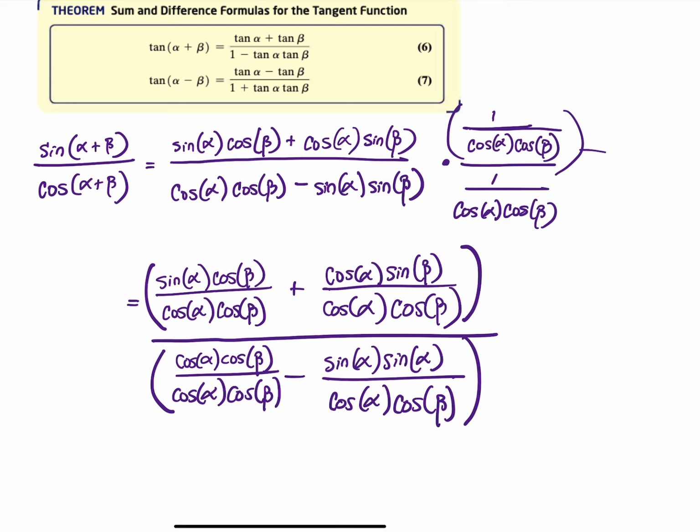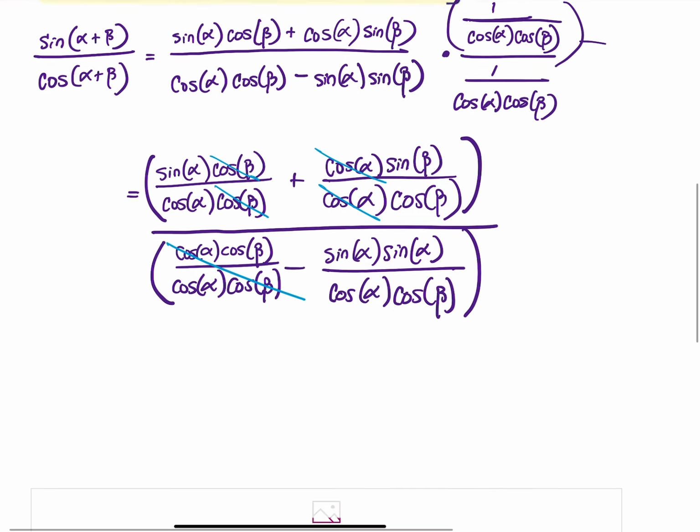So let's see what cancels. In the numerator, on the first term, we have cosine beta on the top and bottom, so that will cancel. In the second term, we have cosine alpha on the top and bottom, so that will cancel. In the denominator, that first term will completely cancel into 1, because we have cosine alpha cosine beta over cosine alpha cosine beta, so that'll become 1. And then the second term, nothing will cancel, but we can see we'll get some tangents out of everything that remains.